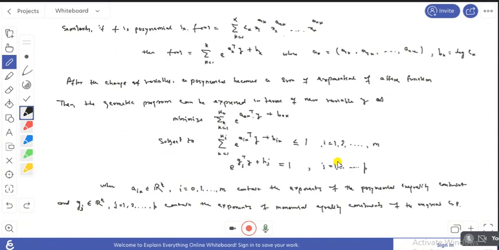Basically, if you take log to both sides, this objective function is a log-sum-exponential function, and you know that a log-sum-exponential function is a convex function. The inequality function, less than or equal to 0, is also a convex function, and your equality function is an affine function.